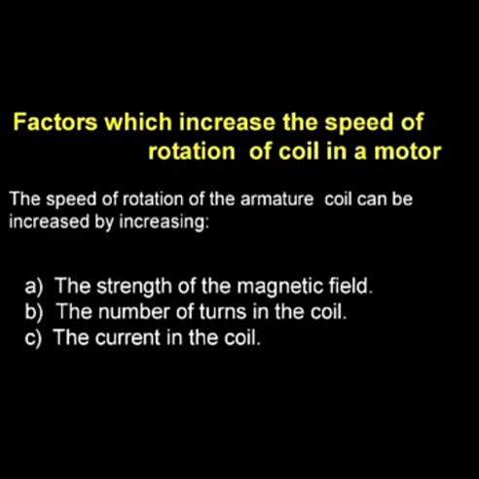Factors which increase the speed of rotation of coil in a motor. The speed of rotation of an armature coil can be increased by increasing the strength of the magnetic field, the number of turns in the coil, the current of the coil.